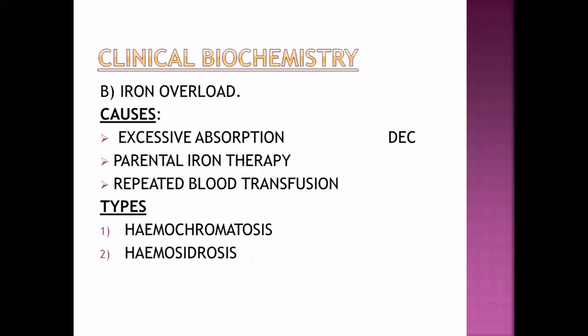Causes, discussed in detail. Iron overload has 2 clinical conditions. What are the causes of iron overload? Excess absorption, parenteral iron therapy, repeated blood transfusion. There are 2 types, hemochromatosis and hemosiderosis. What are the differences? In hemochromatosis, the organs involved are liver, skin and myocardium. In hemosiderosis, the organs involved are spleen and liver. The Prussian blue reaction is positive for hemosiderosis and negative for hemochromatosis. Cirrhosis is common in hemochromatosis and uncommon in hemosiderosis.